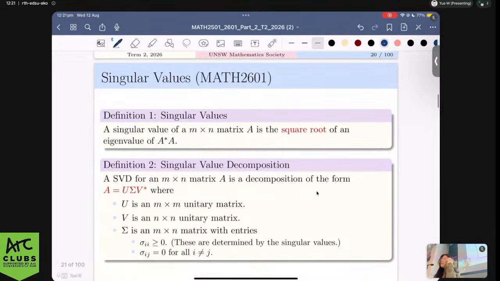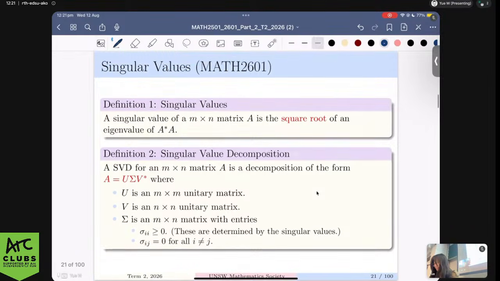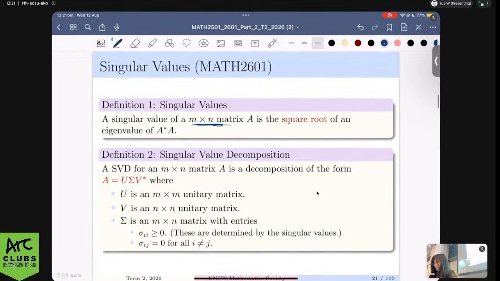Okay, so now moving on to singular values. Singular values only apply to MATH2501, so if you do 2501 you can temporarily just take a break. Basically we have two definitions. We say that a singular value of an m by n matrix A is just the square root of the eigenvalue of A adjoint A.